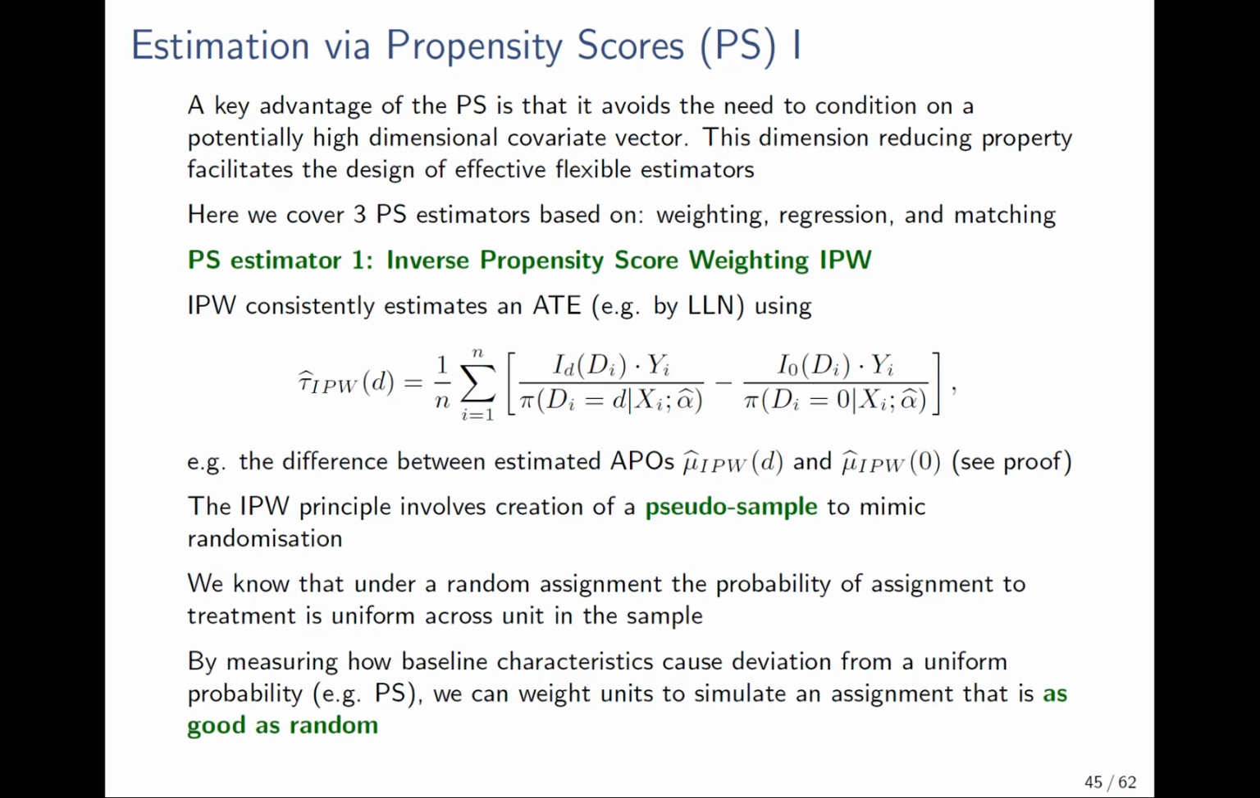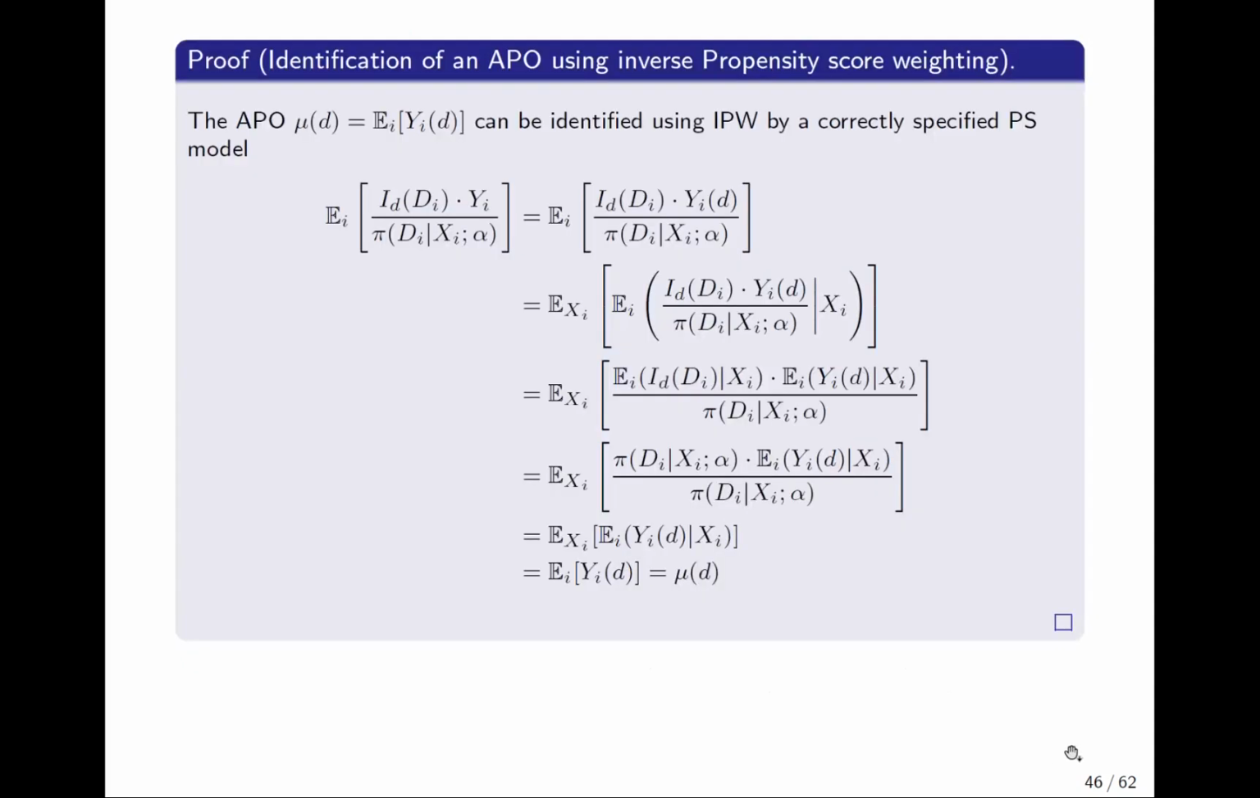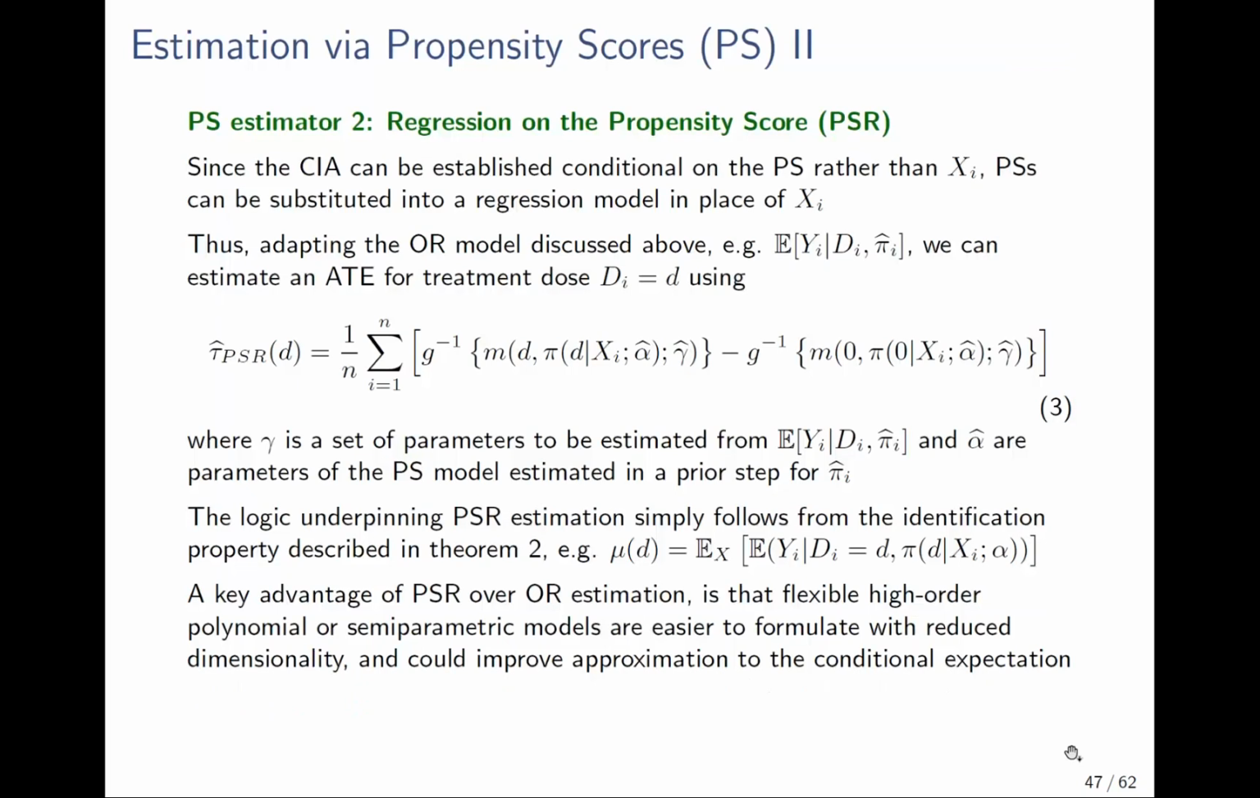So units that are, on account of their covariate vector, less likely to receive dose D get emphasized. Units that, because of their covariate vector, are more likely to receive dose D essentially get diluted through weighting. That's the principle that's being used. So that's IPW estimation. I'll quickly cover two other ways in which we can use the propensity score for estimation, and it's just one slide each.